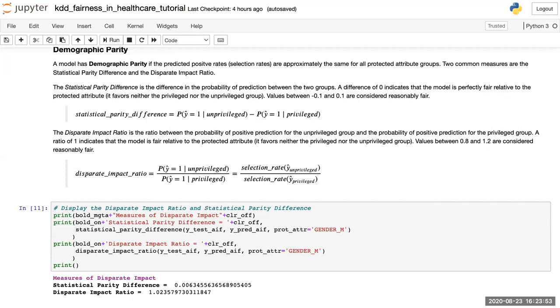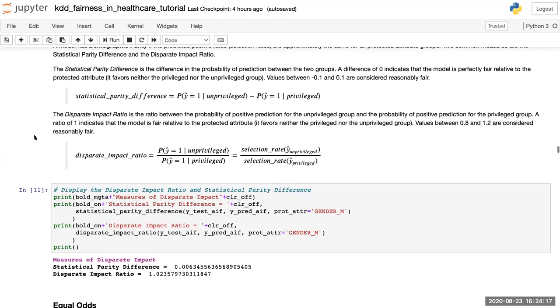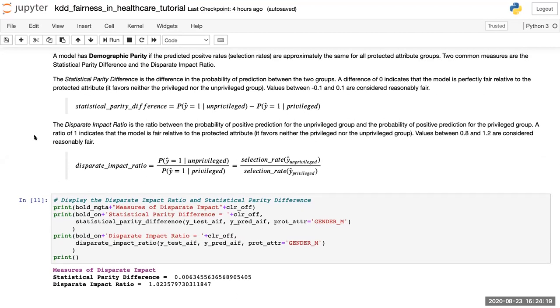Alternatively, the disparate impact ratio is the ratio between the probability of positive prediction for the unprivileged group and the probability of positive prediction for the privileged group. So a ratio of one here indicates that the model is fair relative to the protected attribute, and values between 0.8 and 1.2 are considered reasonably fair. So we can see here at the bottom of the screen underneath that maroon text that according to these measures, this model is pretty close to fair relative to the gender attribute. And notably, this is only one test, so we would want to test on other subsamples as well.